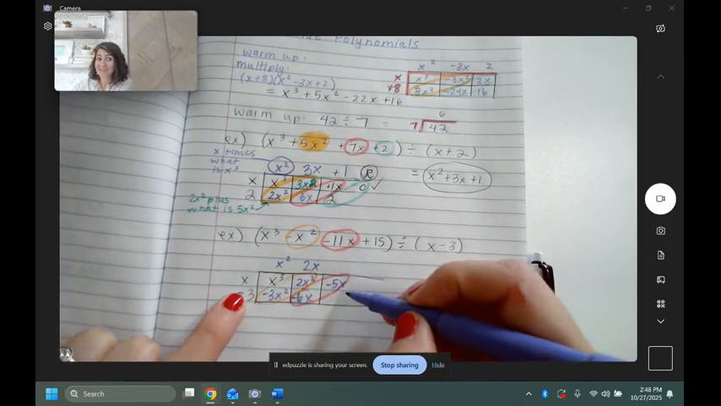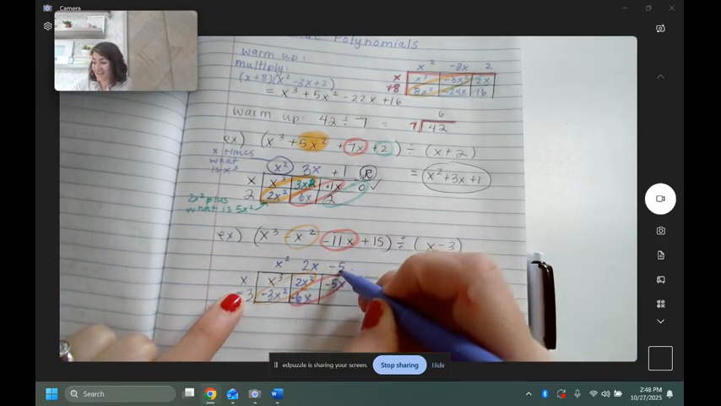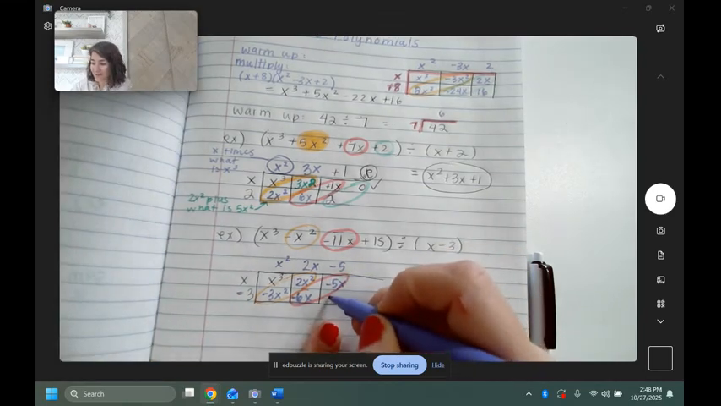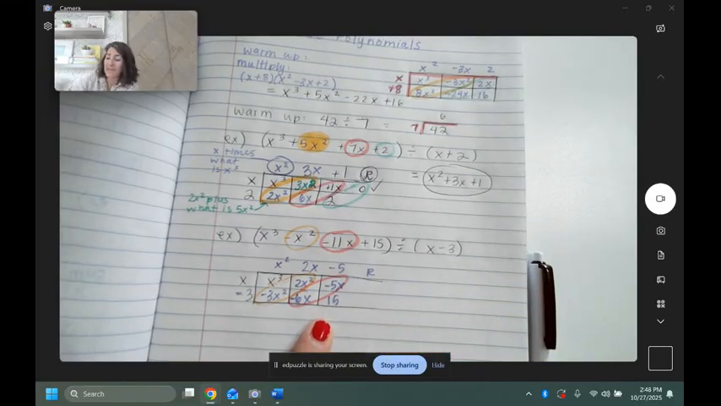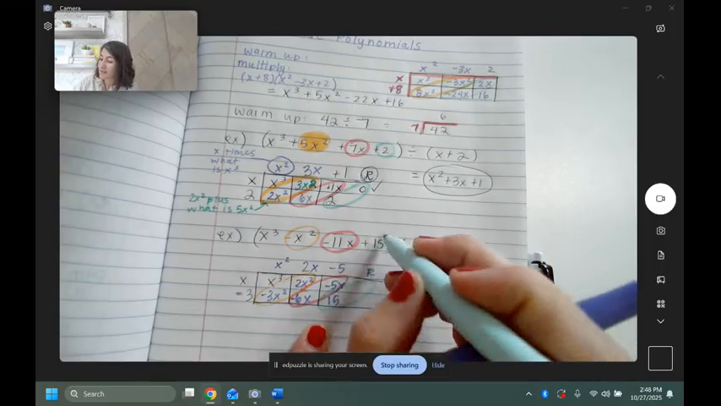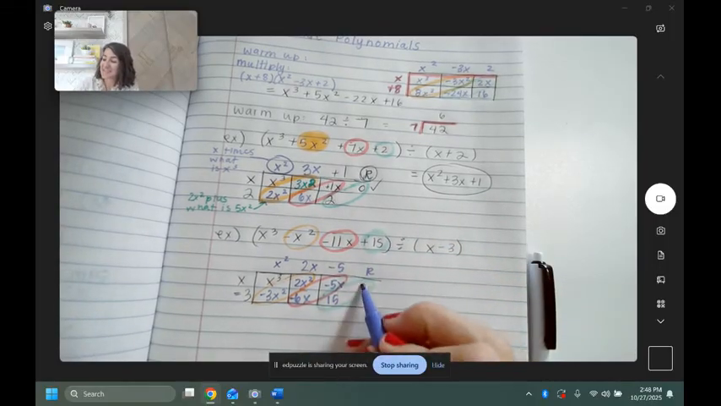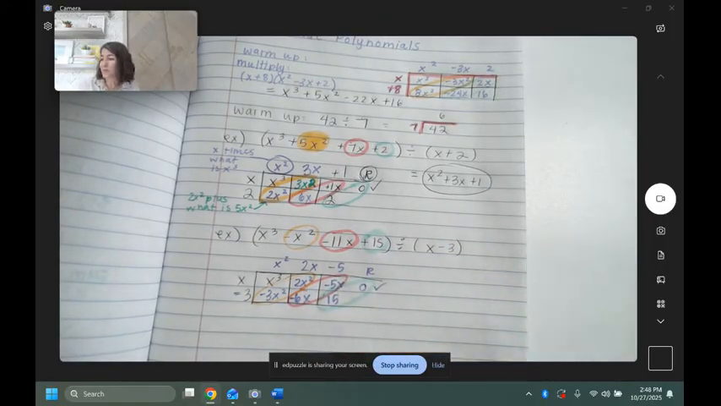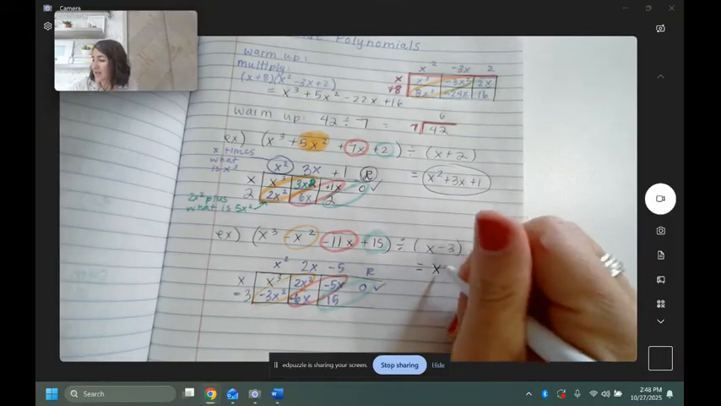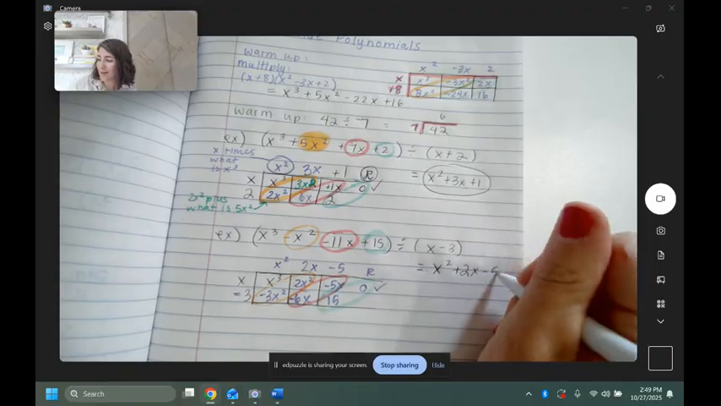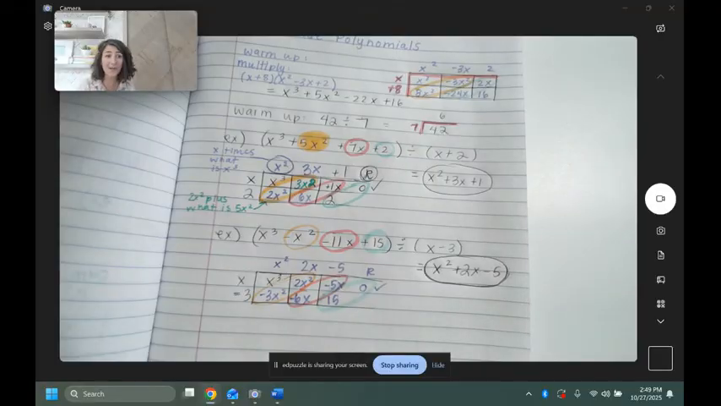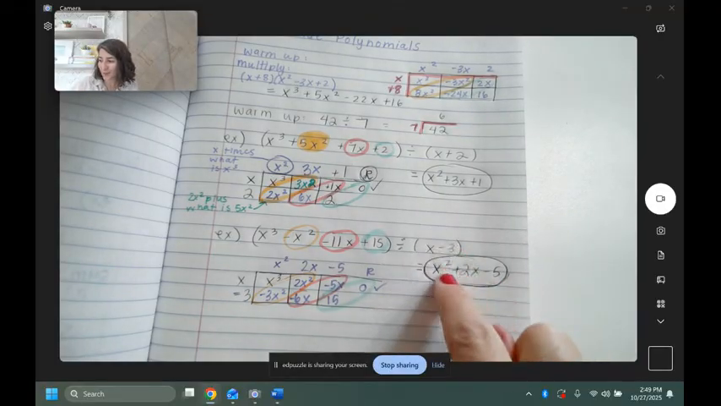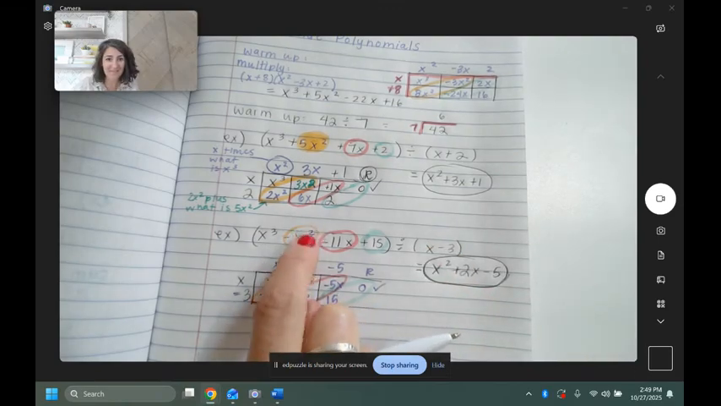X times what is negative 5x? Negative 5. Multiply this down, positive 15. Let's check if there's a remainder. 15 plus what is going to give me 15? 0. So there's no remainder. And my answer is x squared plus 2x minus 5. Now, a good way to check this, if you ever were unsure of your answer, just multiply these two together and you should get this.